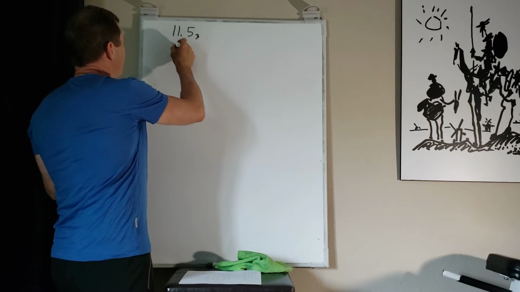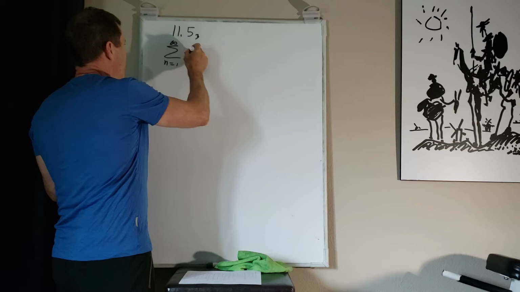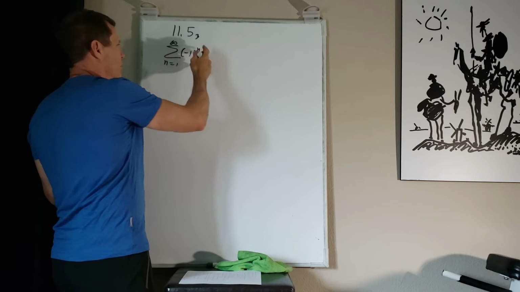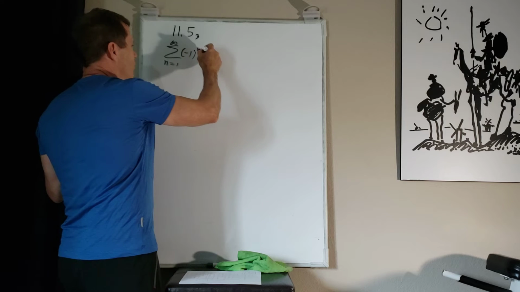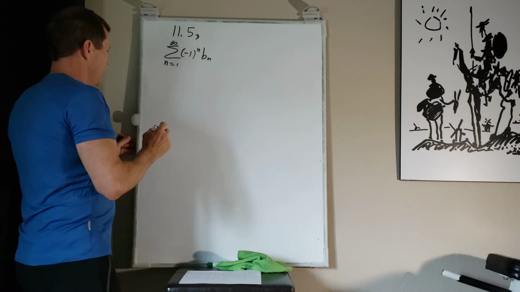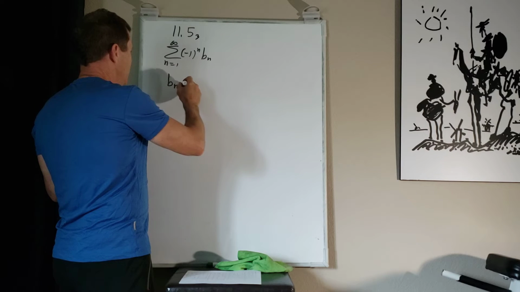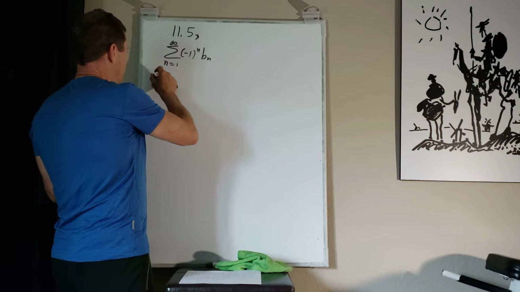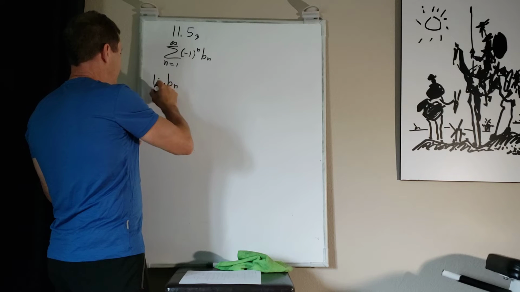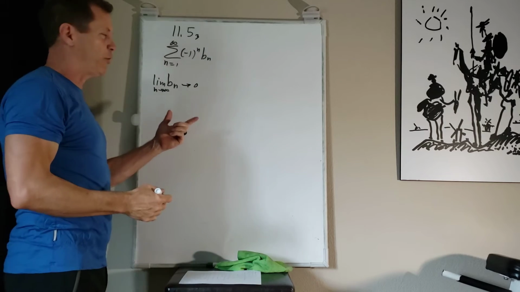But the general theorem is: if you've got a series, n equals 1 to infinity of (-1)^n b_n, and it can start at n plus 1, wherever you want to start, just as long as it's an alternating series. And if these three things happen: the limit as n goes to infinity of b_n goes to 0, that has to happen or you can just quit.